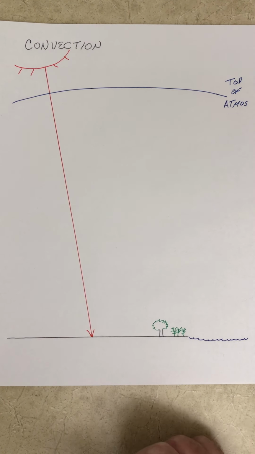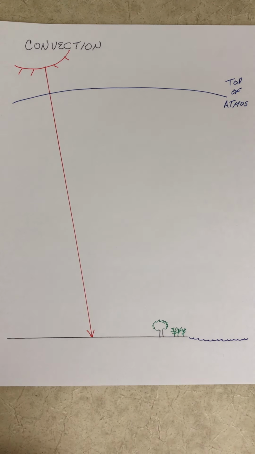Hi class. For the last section of chapter 6, we're going to take a look at the 4 ways that we can get air to rise. I think we've talked about all of them, some in more detail.